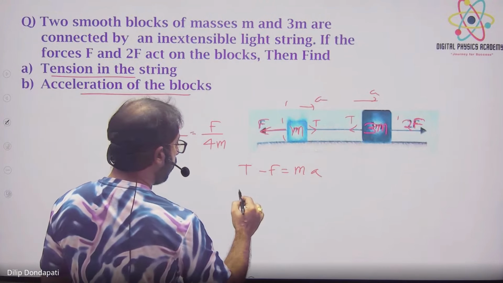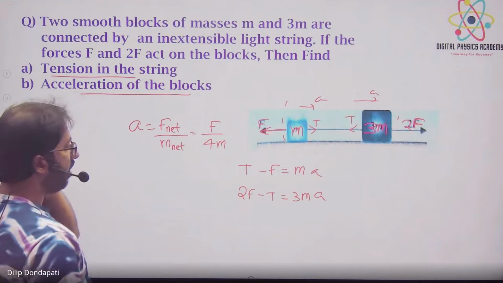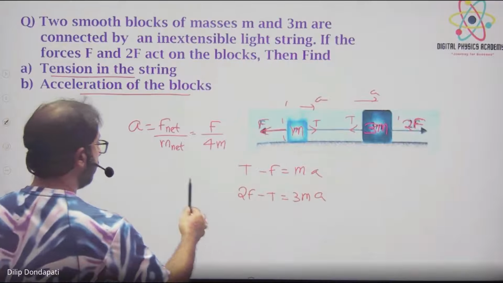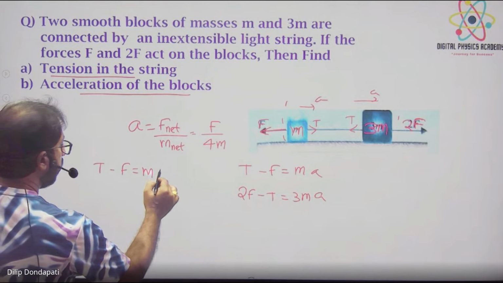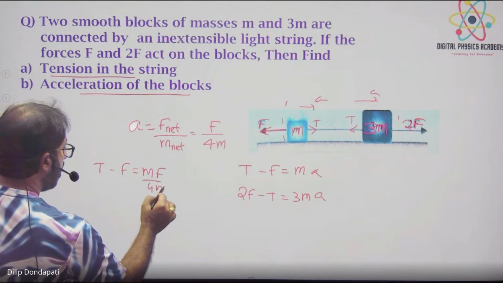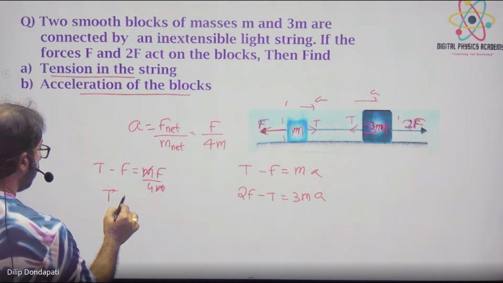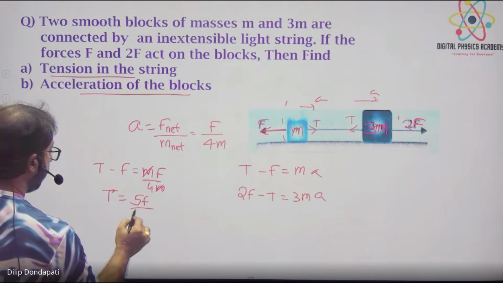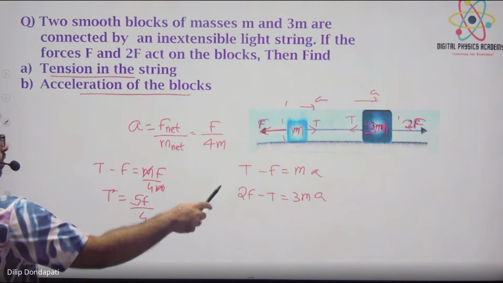Then we can use the second equation only, sir: 2f minus T is equal to 3m times a. The first equation is not working, right? If you substitute the acceleration, mass and mass will get cancelled. In the first equation, in terms of f: T minus f is equal to m times f by 4m. m cancels. T is equal to 5f by 4, right? Yes, correct.